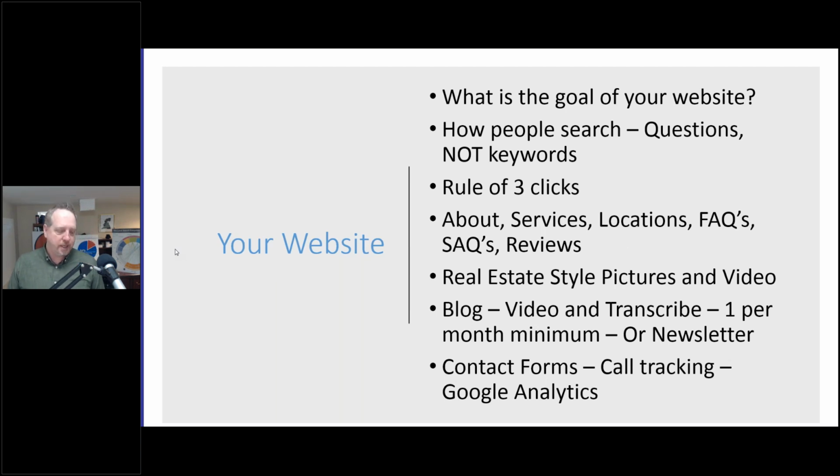What should you have on your website in terms of content? So the most basic set of content, your basic about page, your services page, your locations page. So you can have one page that has all your locations, but every single location that you have, if you have multiple locations, should have its own page on your website as well. The other place that almost every site I see really misses is what we call FAQs and SAQs.